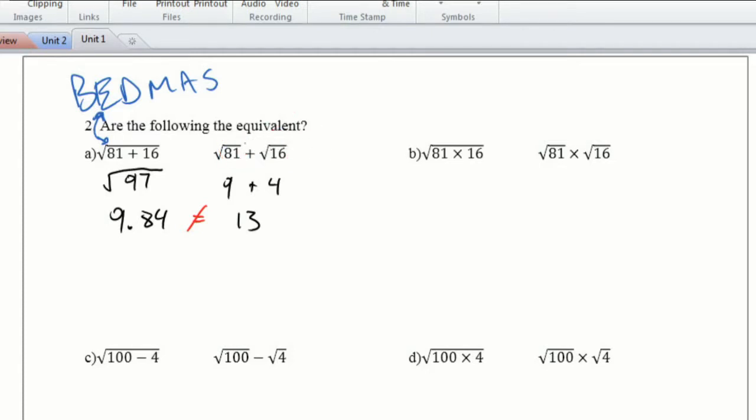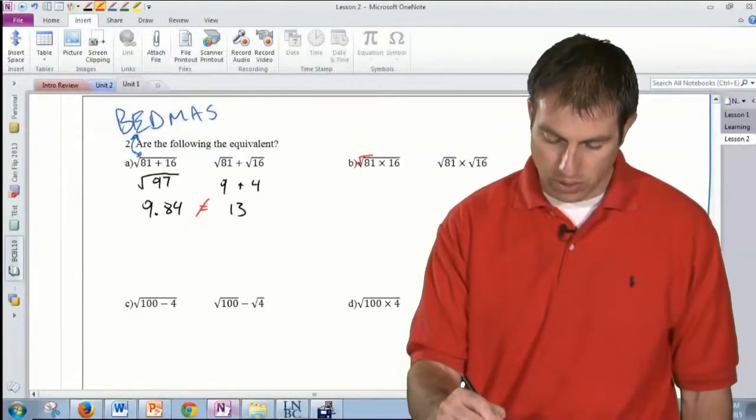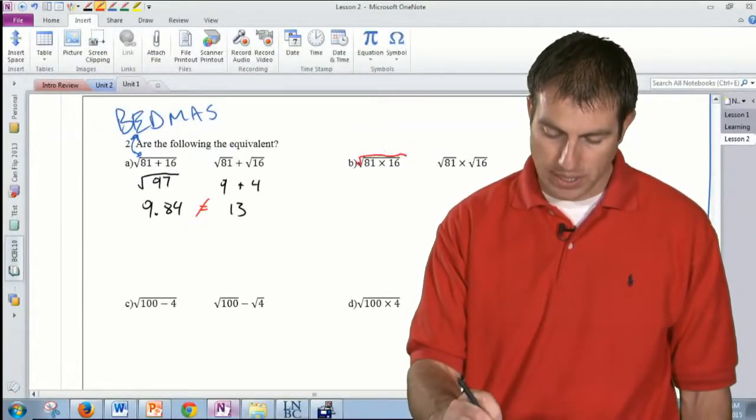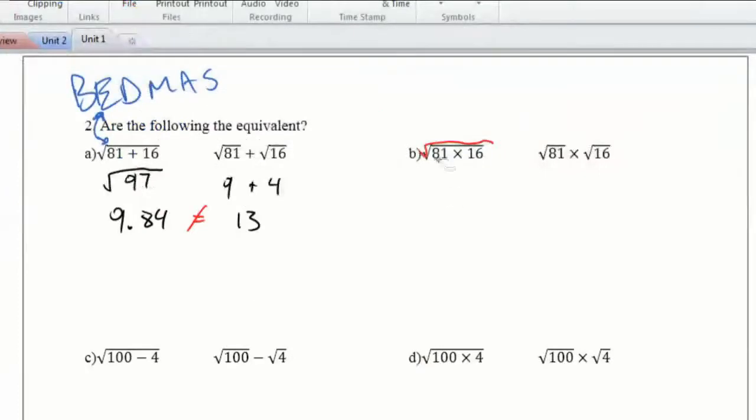Let's see if we can do it again on this one. Because I have the square root sign, I'm going to kind of treat it like a bracket. I'm going to multiply the 81 and the 16 together in my calculator and see what I end up with. In this case, I have the square root of 1,296. With the second one, I'm going to end up with just 9 times 4.